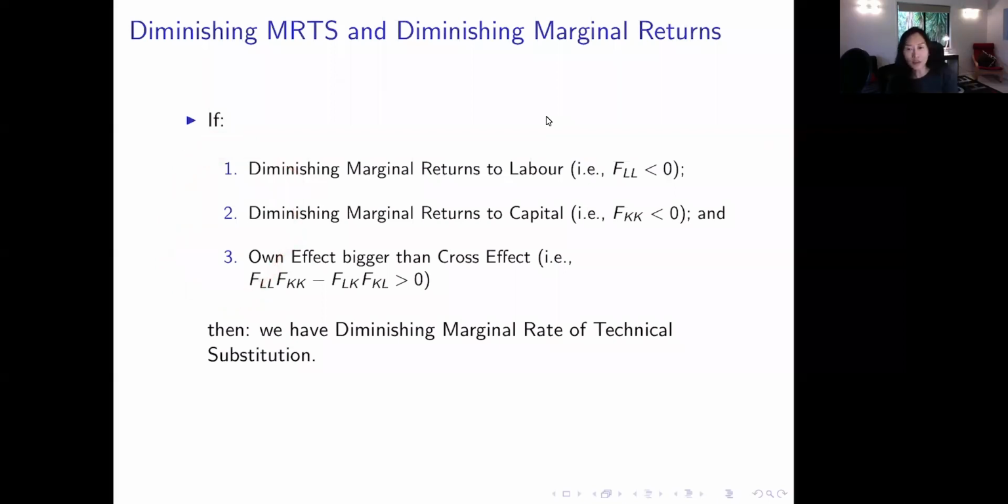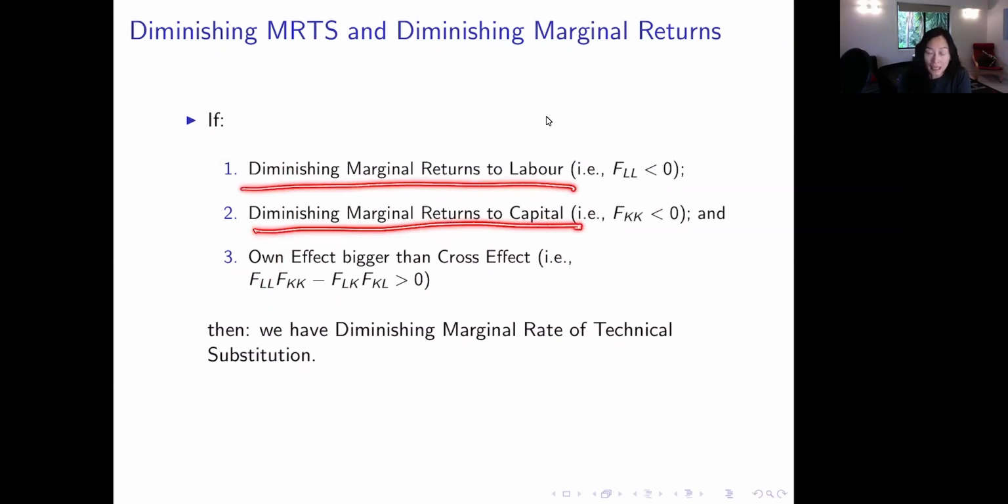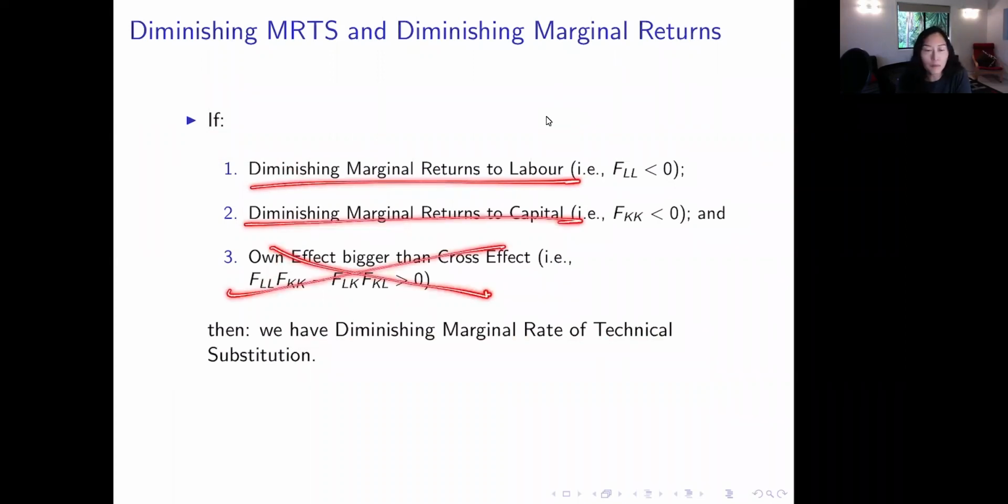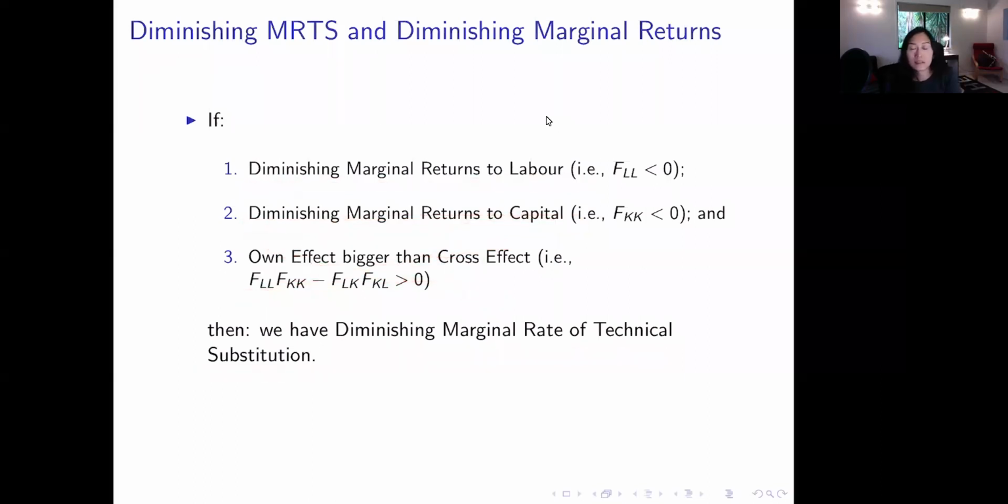Okay, so what are the three conditions? First, diminishing marginal returns to labor, diminishing marginal returns to capital, and the own effect bigger than the cross effect. Then it guarantees that the diminishing marginal rate of technical substitution does exist, right? If we only have these two, but not the last one, then we may or may not have diminishing marginal rate of technical substitution. We just don't know. We need to explore a different route. With these three, we are guaranteed that we for sure have this.